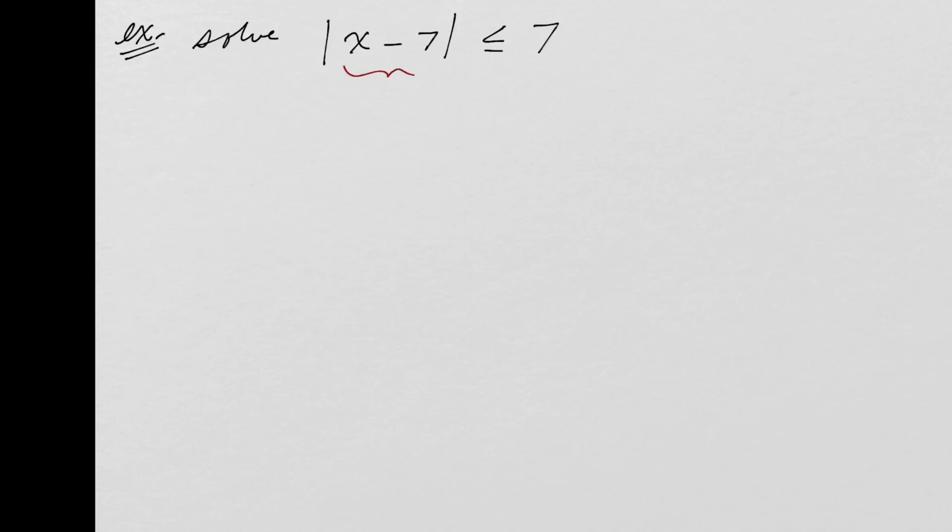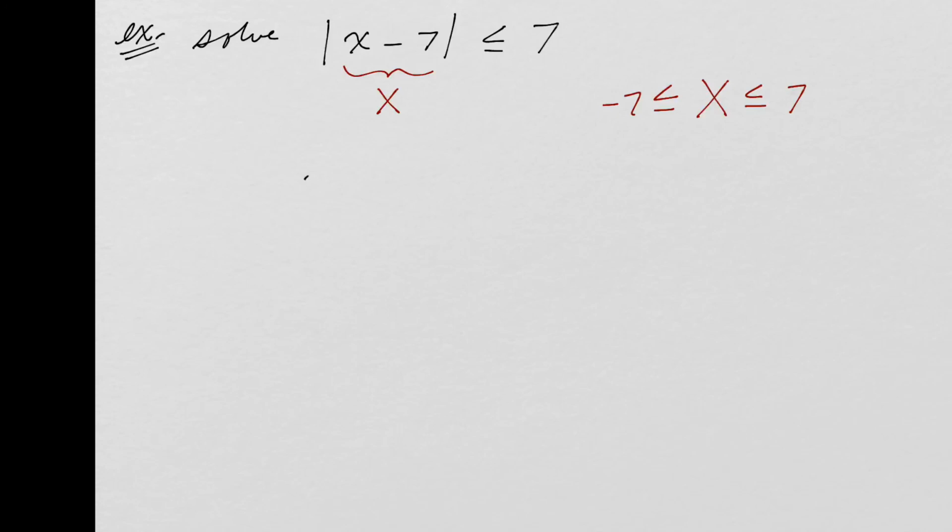So here's an example. Let's say I want to solve absolute value of x minus 7. So there's my expression, that's like my big X, is less than or equal to 7. Well, remember, I can write this, thinking of this as the big X, as the big X greater than or equal to negative 7, less than or equal to positive 7.